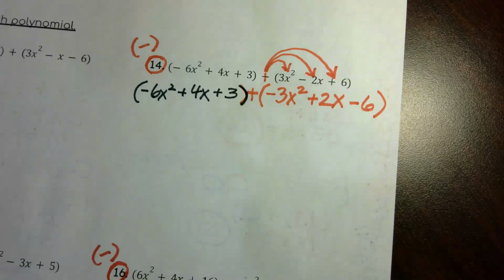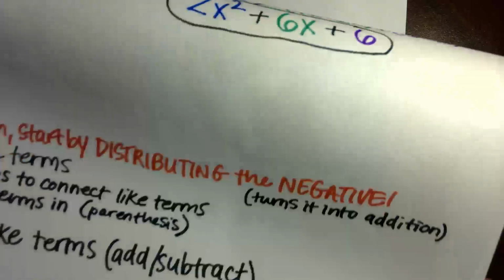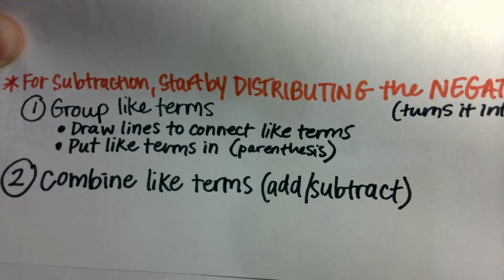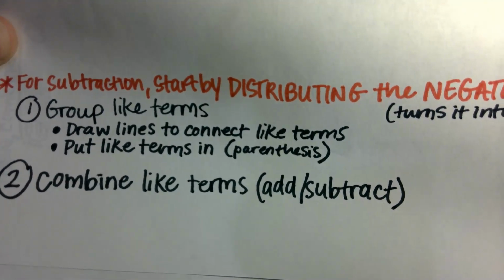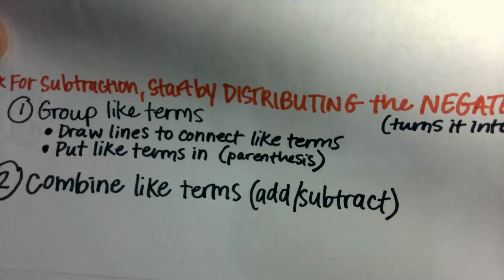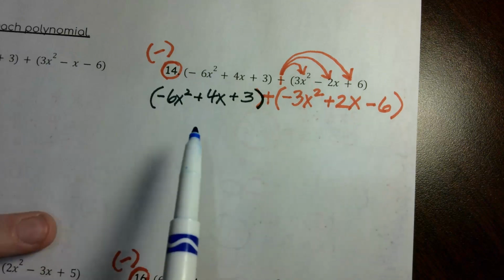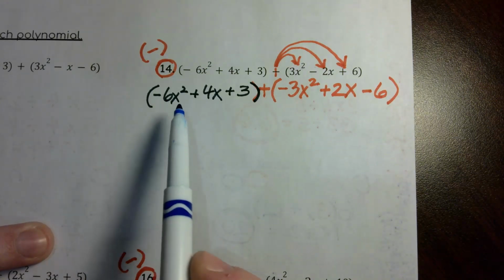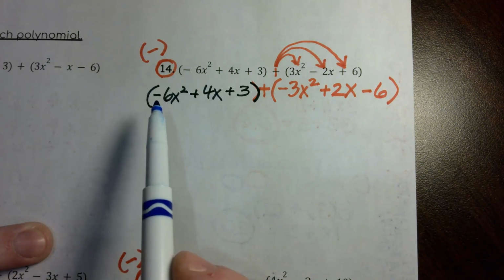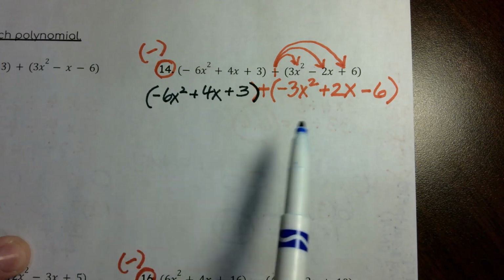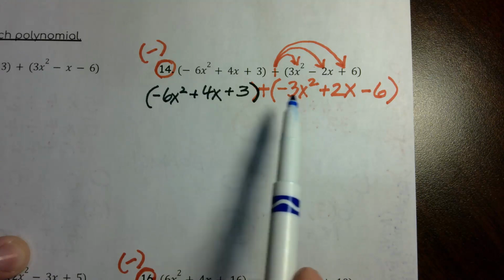Okay. Does everybody see what we've done so far? Perfect. Now that we have distributed that negative, we are going to do step 1, which says to group like terms, where we draw lines if it's helpful or put things in parentheses to keep track. So I am going to start by looking at my first term. I've got negative 6x squared. I'm looking to see if there are any other x squareds that I can group it with. Is there any x squared? Yes, I've got a negative 3x squared.